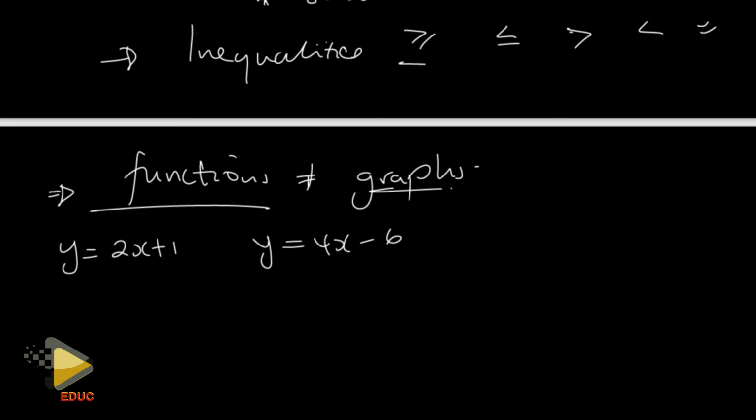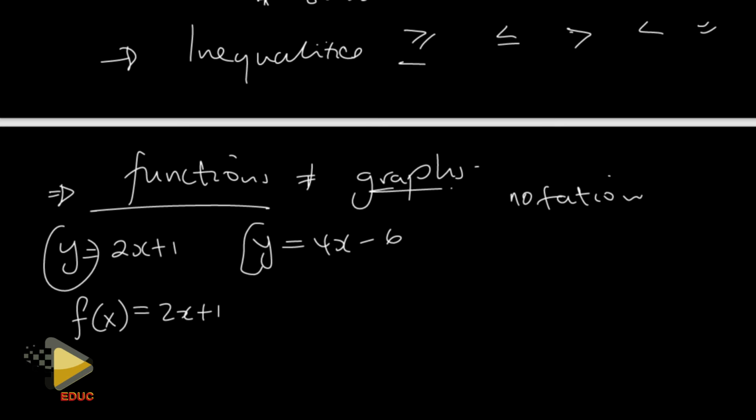In grade 10, we introduce what we call a notation. A notation is just a format under which something is represented. So instead of using y, we prefer to use the function of something. F of x, function of x, is given as 2x plus 1. Function of y, now it can never be y, just x.